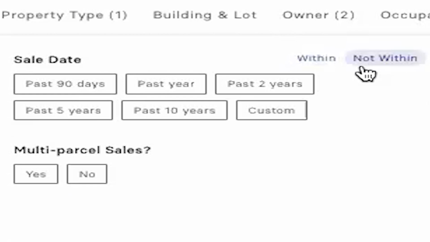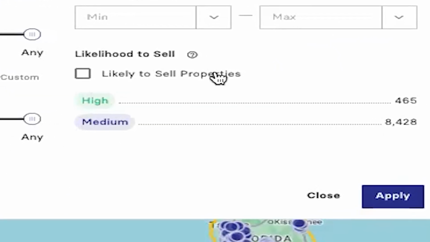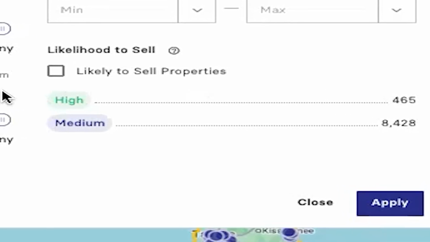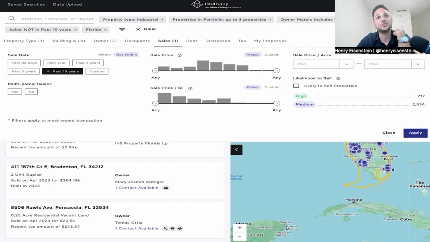Now in sales, not within the last 2 years. We talked about this. You can do in the last 2 years, which again, as you can see, there's actually almost 9,000 properties in the likelihood to sell. Let's say we do the last 10 years. Let's say we're going to do the last 10 years, still 20,000 properties. This is where we're going to have some fun. The price per square foot is actually something quite interesting.